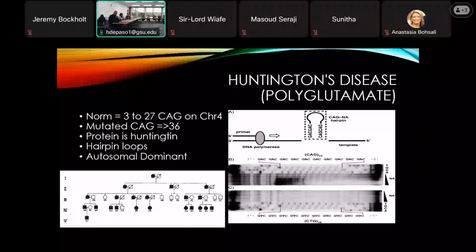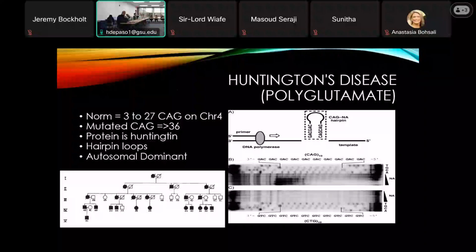So what is Huntington's disease? Huntington's disease is a polyglutamate disorder, or can be defined as that, also a neurodegenerative disorder, but more on that later. Normally people have a healthy amount of this gene on chromosome 4, anywhere from 3 to 26 copies of CAG, more on why that's a little different than 27 in a little bit.